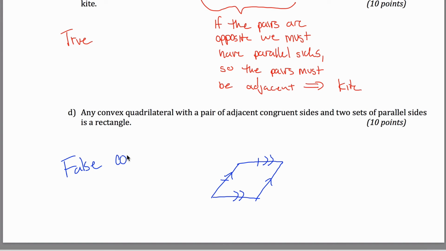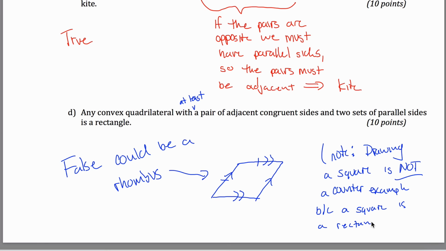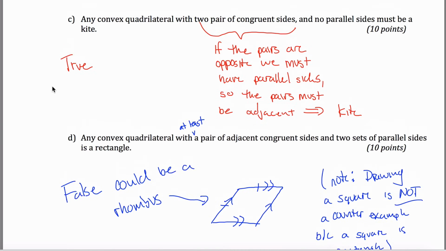And the reason it's false could be a rhombus. Maybe I should write, like, at least here, with at least a pair of adjacent congruent sides and two sets of parallel sides is a rectangle. That's false. It could be a rhombus. And note, drawing a square is not a counterexample. Wait, why? Because a square is a rectangle. It's just a special kind of rectangle, but a square is a rectangle. So you couldn't draw a square and say, no, it's a square, because a square is a rectangle. So to show that it's false, you want to reference this rhombus shape here. All right, I think that is the end of the quiz, so I'll stop this video here.